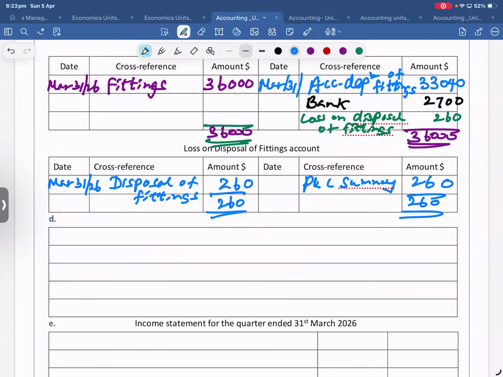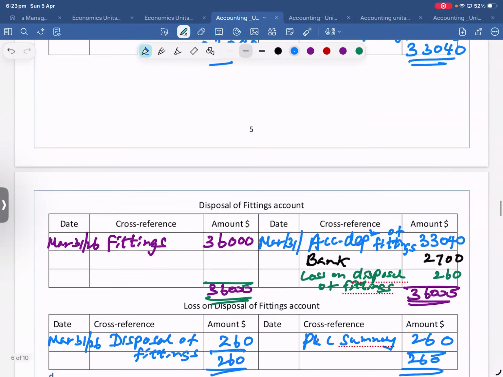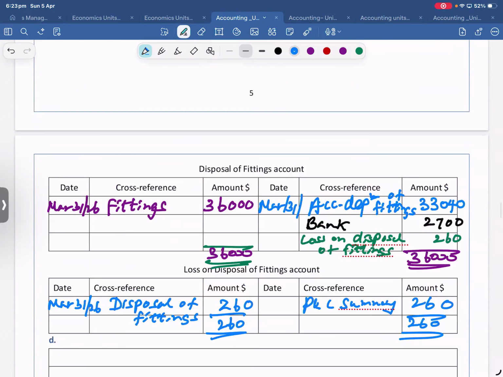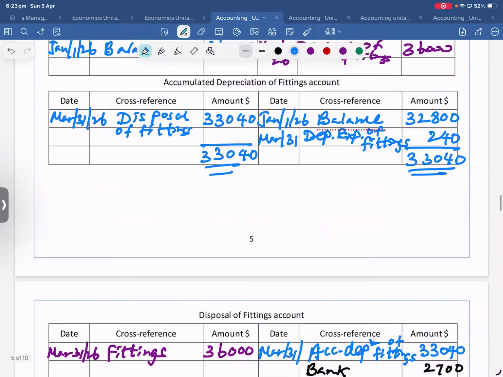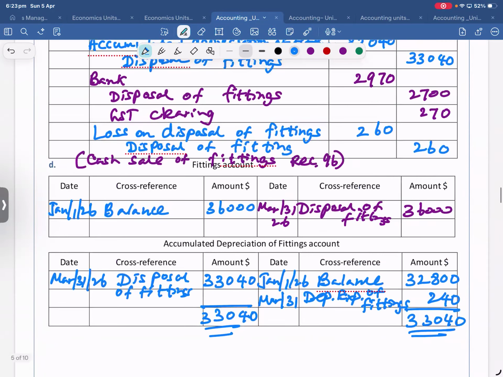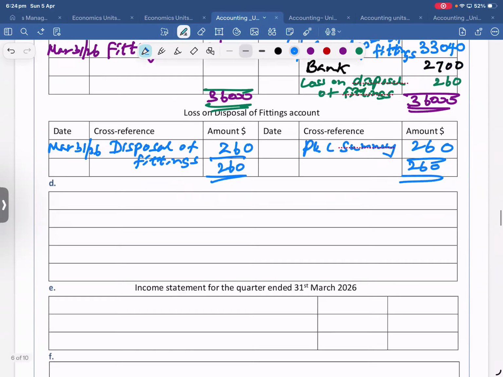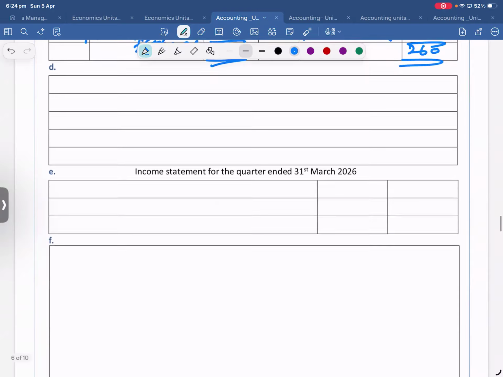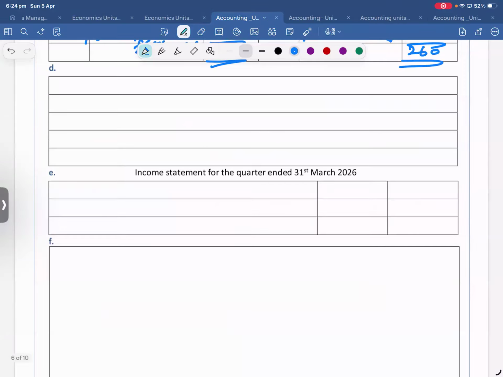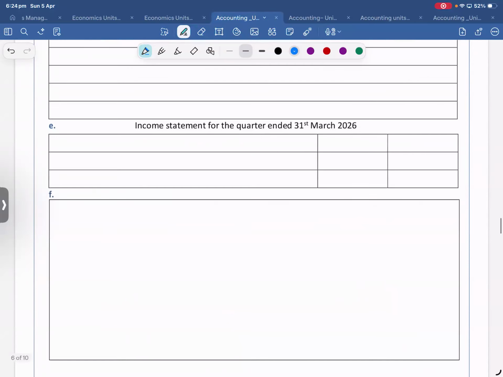Okay, guys, so that's the end of the ledger accounts. Any questions? How do you find it? All right. Okay, you want to try part D? Oh no, part D we haven't done, so you can't do it. So don't worry about part D. Part E and F you can do.